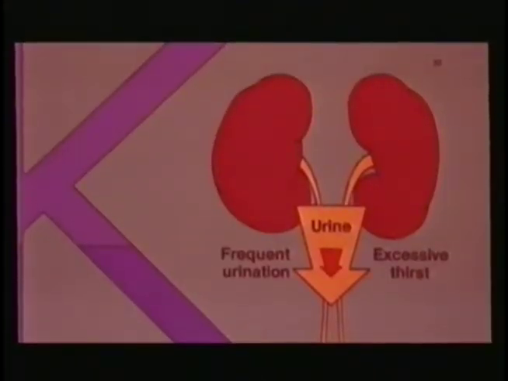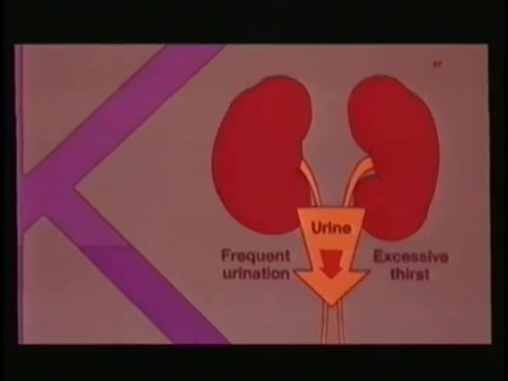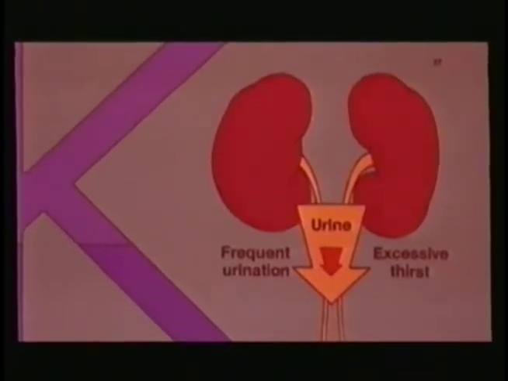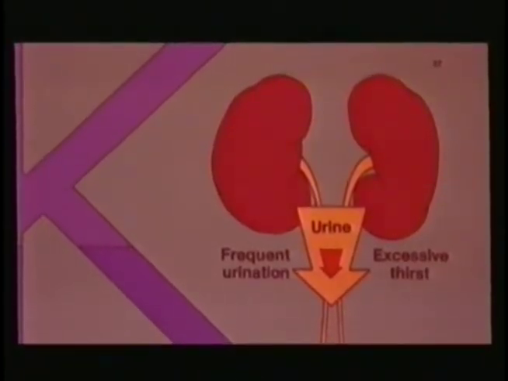If potassium depletion has been present for several weeks, renal function, especially the ability to produce a concentrated urine, may be affected. This is manifested in frequent urination and excessive thirst. Thus, potassium depletion can be the cause of impaired renal function.